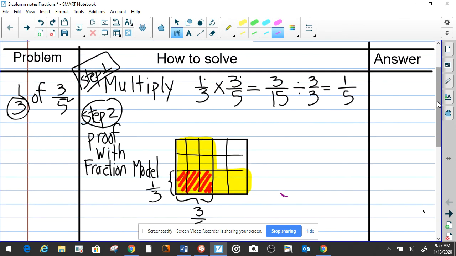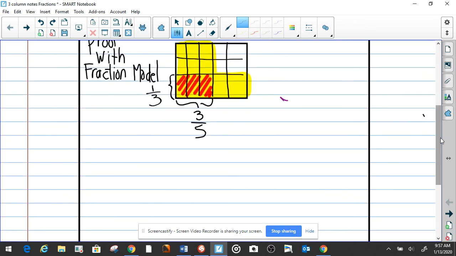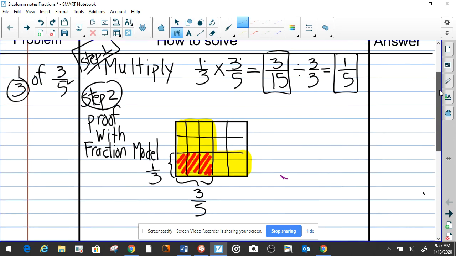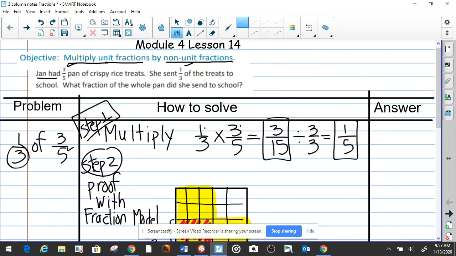Is that true if we look at our algorithm? Yes, the answer is 3/15, right? But remember, we also simplified it to the lowest terms. So our answer is correct. We know now that the answer for 1/3 times 3/5 equals 1/5. And that's how you do these kinds of problems when you multiply unit fractions by non-unit fractions, my friends.